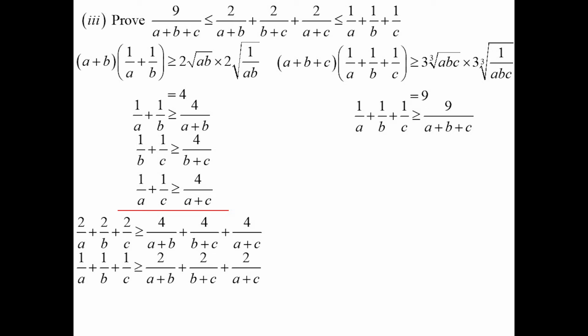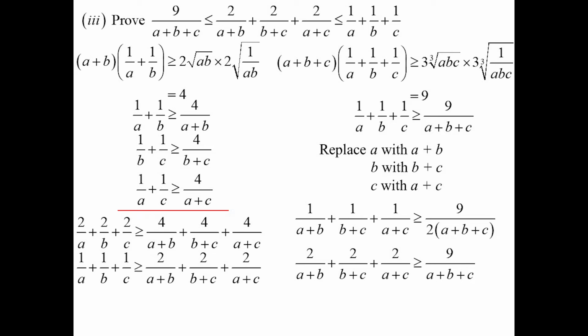We've also proved it's greater than 2 on a plus b and so on. But what's to say that the 2's in the middle, why couldn't it be the other way around? Well, all I do, I'll just replace a with a plus b, and b with b plus c, and c with a plus c, and voila!